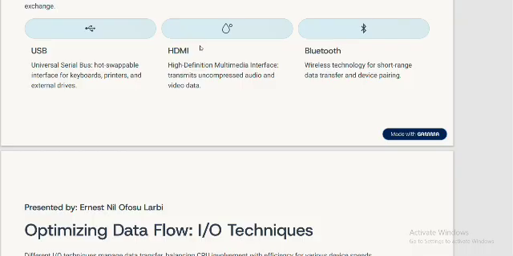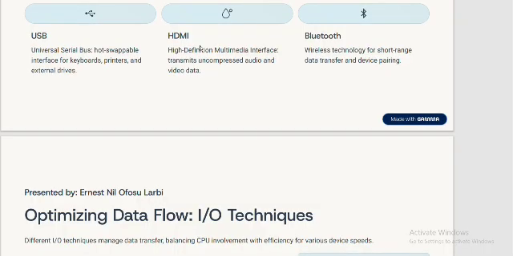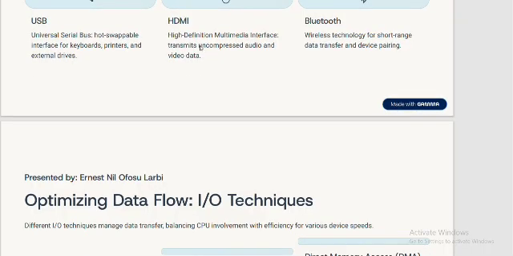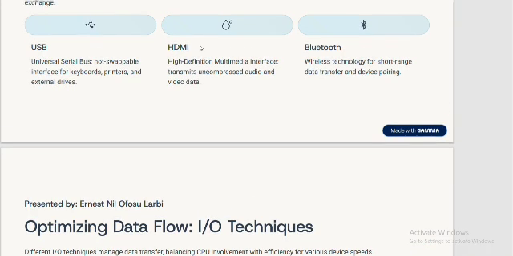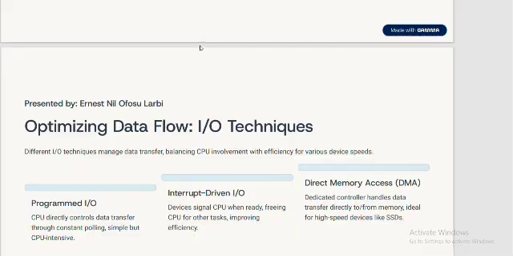Then the HDMI, High-Definition Multimedia Interface, transmits uncompressed audio and video data. Then Bluetooth is a wireless technology for short-range data transfers and device pairing. Mostly when you want to send files to somebody, you use Bluetooth. To continue, we move on to the next slides.